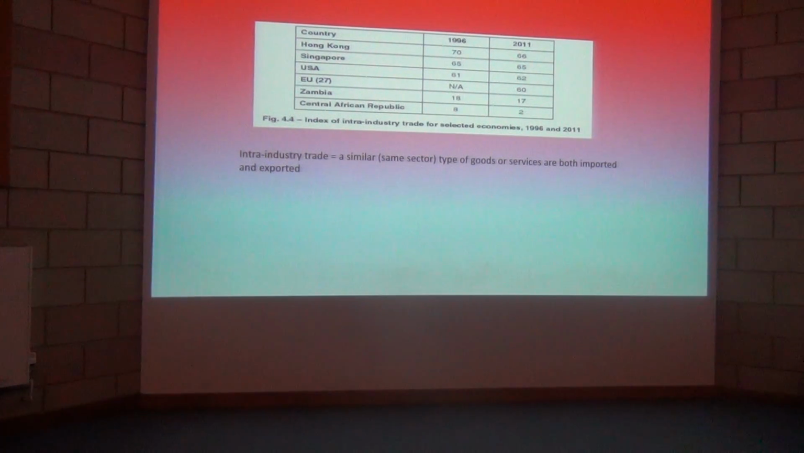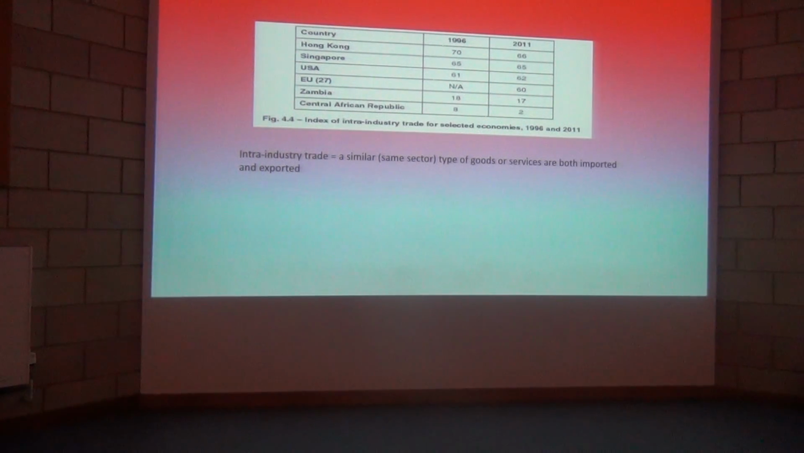If the index number is close to 100, that means that the country in question tends to export and import similar products. So the UK, for example, may export cars to Germany, but similarly may import cars from Germany. So we can see that that's the case for the likes of Hong Kong, Singapore, USA, EU 27.